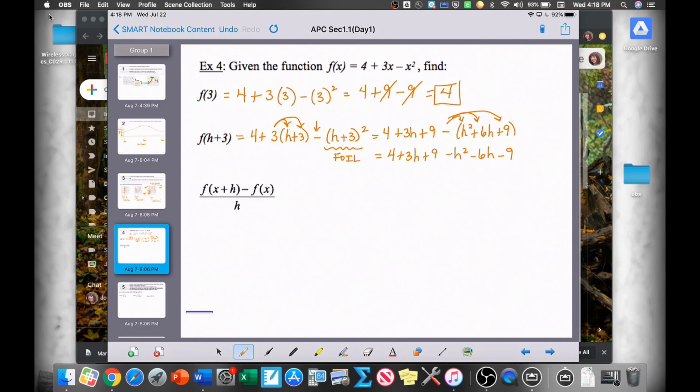And now it's time to combine like terms. So we know that our 9s are going to cancel out. We have one h squared term. That's going to be our negative h squared. And then we have a positive 3h and a negative 6h, which is going to give us a negative 3h, and then our constant term is positive 4.